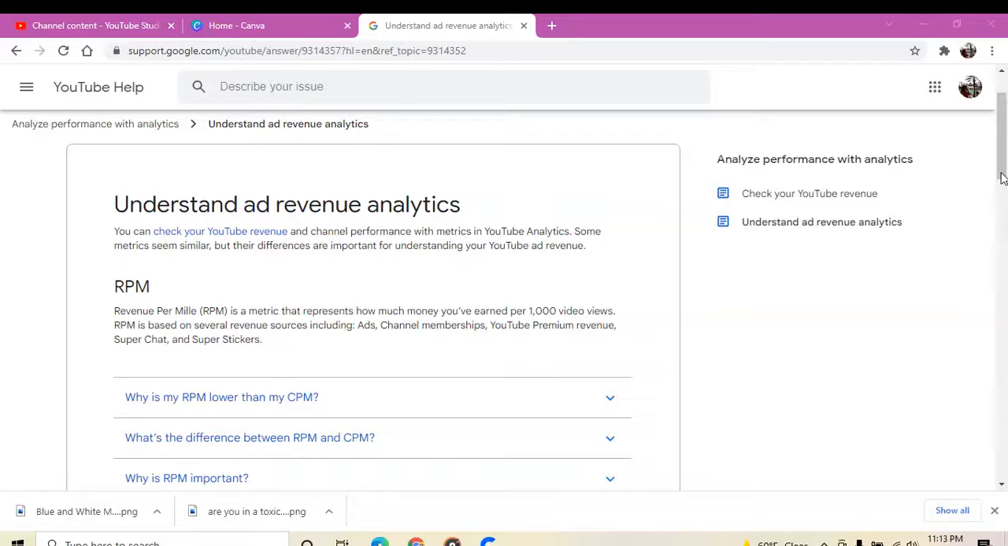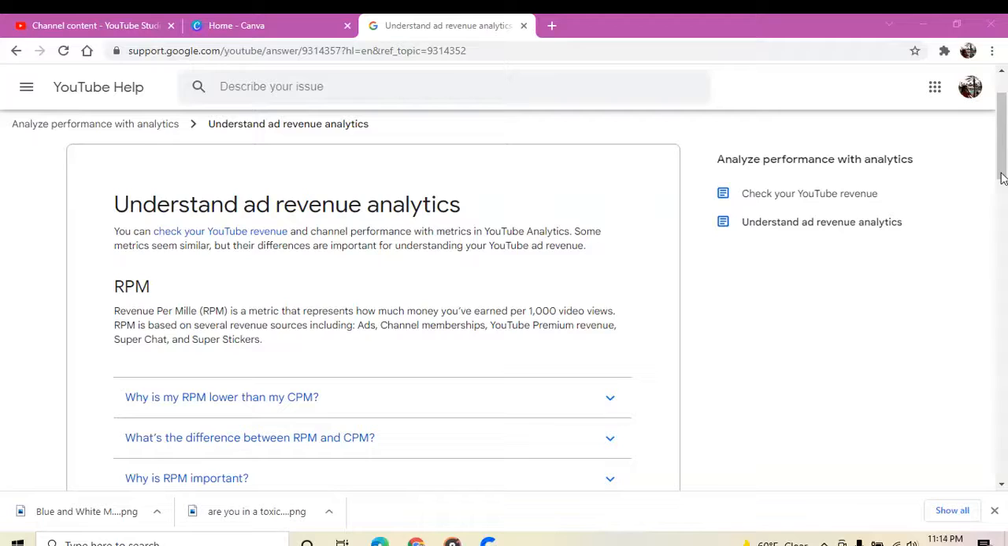So you can understand your YouTube revenue and your channel performance with metrics in YouTube analytics. And some of the metrics may seem similar, but their differences are very important for you to understand your YouTube ad revenue. So we're going to talk about RPM.